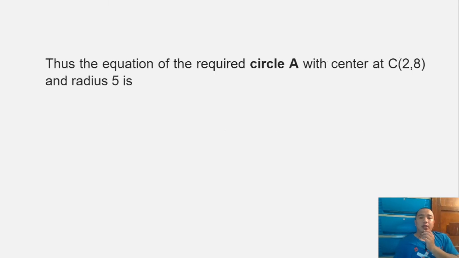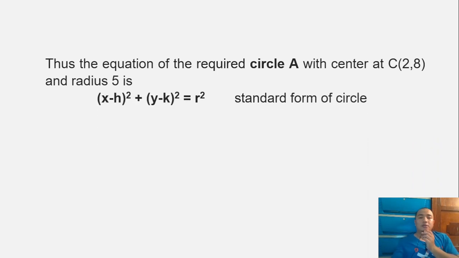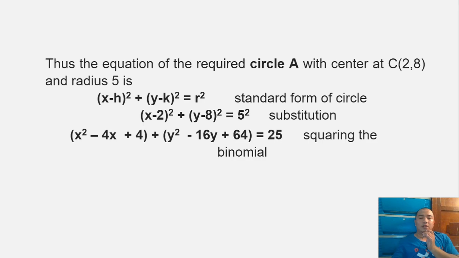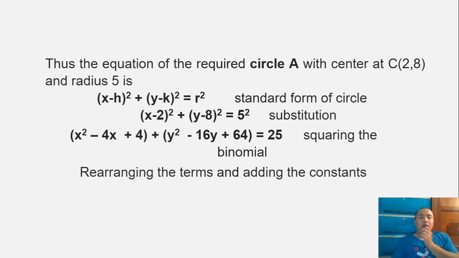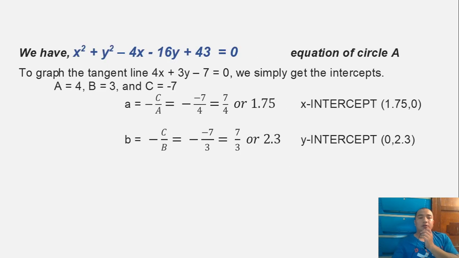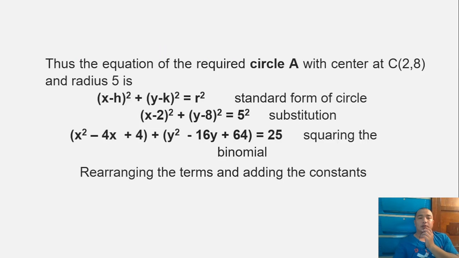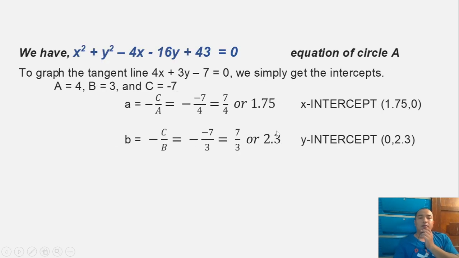So the equation of the required circle A with center at (2, 8) and radius 5 is, okay, x minus 2 quantity squared plus y minus 8 quantity squared equals 25. In standard form. Pag general form, ganito naman. Expand the binomials: x squared minus 4x plus 4 plus y squared minus 16y plus 64 equals 25. Rearranging the terms, it becomes x squared plus y squared minus 4x minus 16y plus 43 equals 0. This is now the equation of circle A. Right? x squared plus y squared minus 4x minus 16y, 68 minus 25 is 43. Yun. This is the equation of circle A.